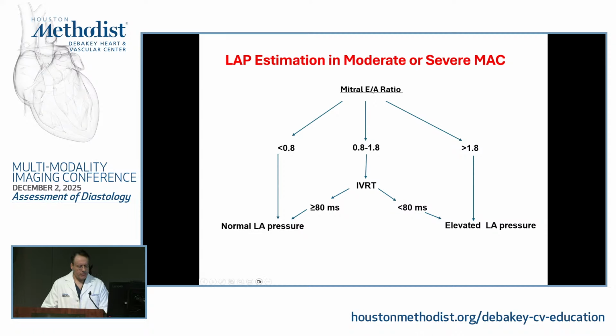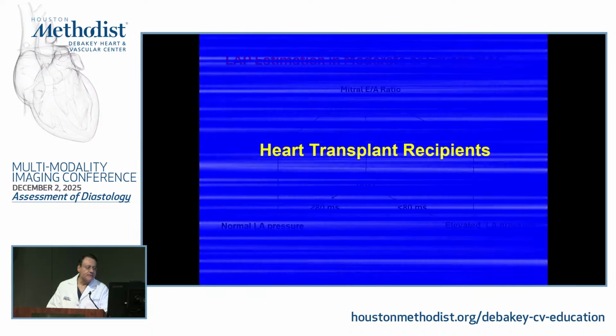In patients with moderate or severe MAC, we start with mitral E to A ratio, and depending on the ratio, we may arrive at a conclusion. In between 0.8 and 1.8, then we look at isovolumic relaxation time. Some of you say cannot assess function because of MAC. That's incorrect. You can assess LAP, okay? So please be aware of that.